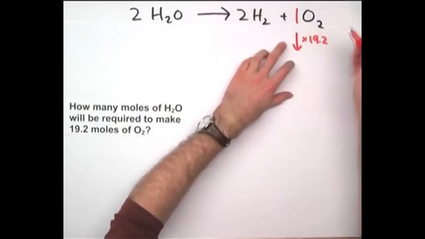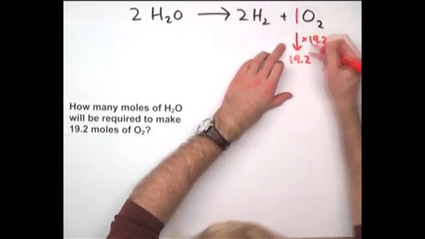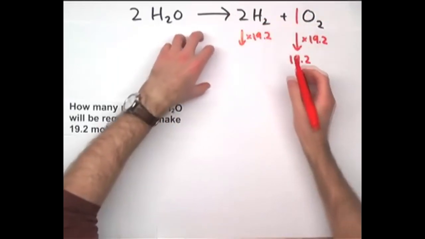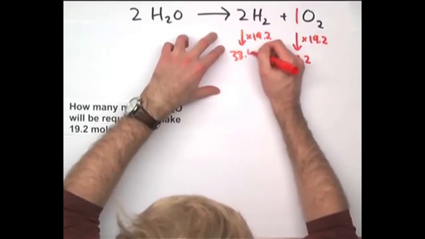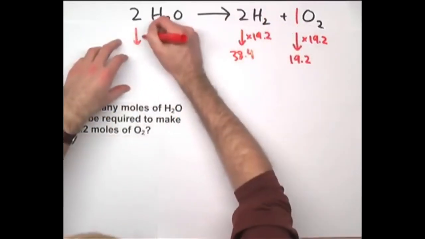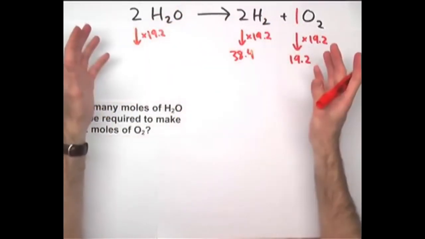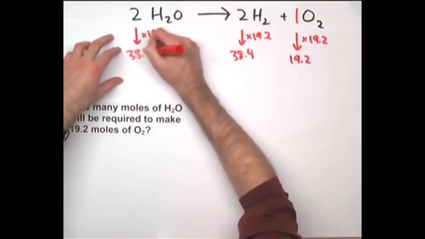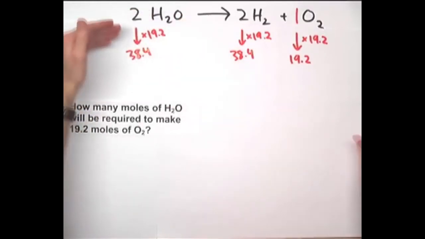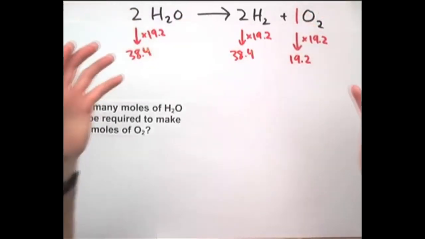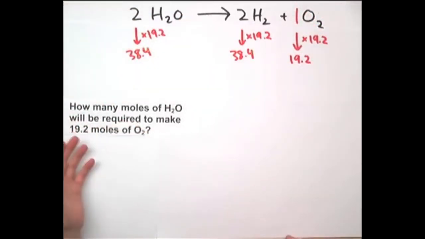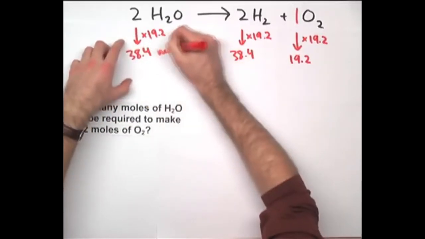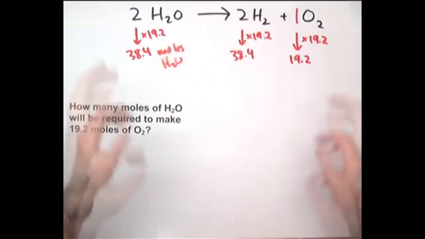And now, if we multiply by 19.2, it will become a recipe for 19.2 moles of O2. And this is going to give me 38.4 moles of H2. Multiply this by 19.2, because just like when you're cooking, you've got to multiply everything in the recipe by the same number. And this is going to give us 38.4 moles of H2O. This is what happens to the recipe when we size it up to cook for 19.2 moles of O2. So the answer is, how many moles of H2O are we going to need? We're going to need 38.4 moles of H2O. That's the recipe method. Okay?